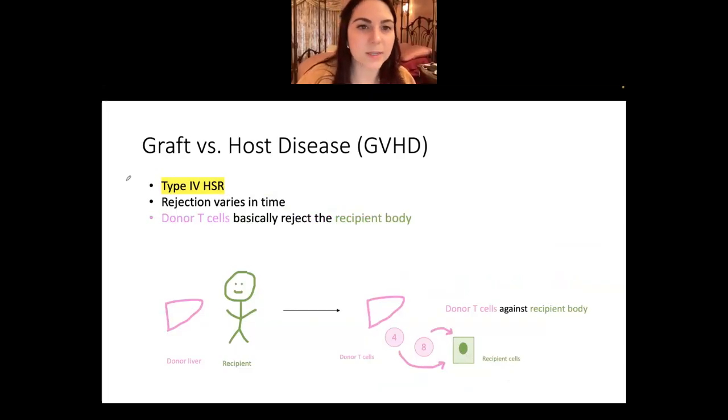Okay, and then the last one, this was the cool one. This is where the organ is rejecting the host. So type 4, T cells are involved. Again, remember it's going to vary in time, so don't use that as a way to differentiate. But this is where the donor T cells that came with the organ are rejecting the body. Visually, here are donor T cells that just came along with the organ, and now they're attacking the recipient cells. It's the exact opposite of chronic. Okay, so those are your transplant rejections.